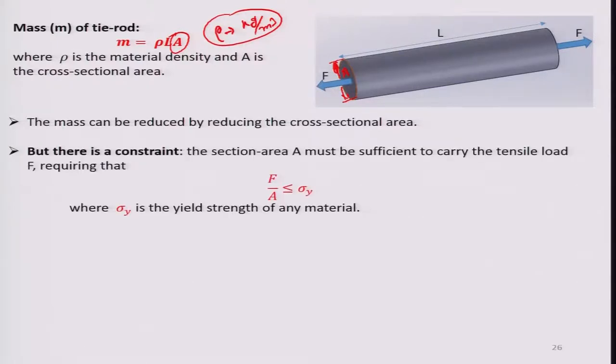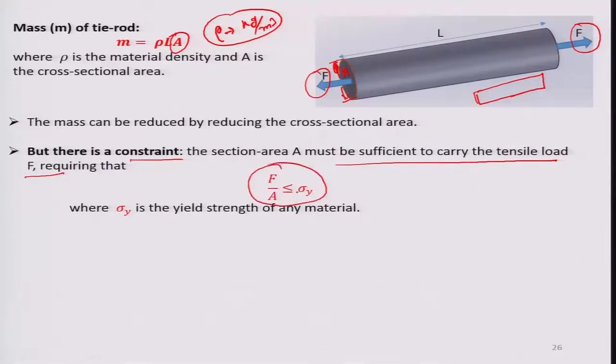but there is a constraint. The section area must be sufficient to carry the tensile load F, because you are not only designing the tie rod, here one constraint is that you are applying an axial load F also. So, suppose you reduce the cross section of your tie rod, what will happen? It will get thinner and the load carrying capacity will get reduced. So, what is the constraint? The section area must be sufficient to carry the tensile load F. That requires that F by A is less than or equal to sigma y. Sigma y is the yield strength of the material. We discussed in an earlier module what the yield strength is.